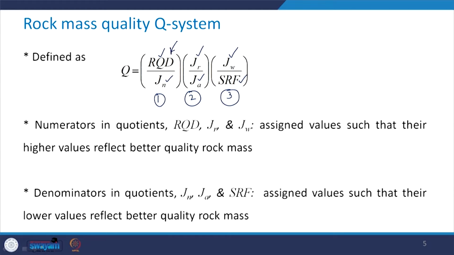All these 3 numerators RQD, Jr and Jw, their higher values reflect better quality. However, all the denominators Jn, Ja and SRF, their lower values reflect better quality of rock mass. Coming to the first parameter and how the rating is assigned to that. The first parameter is RQD.